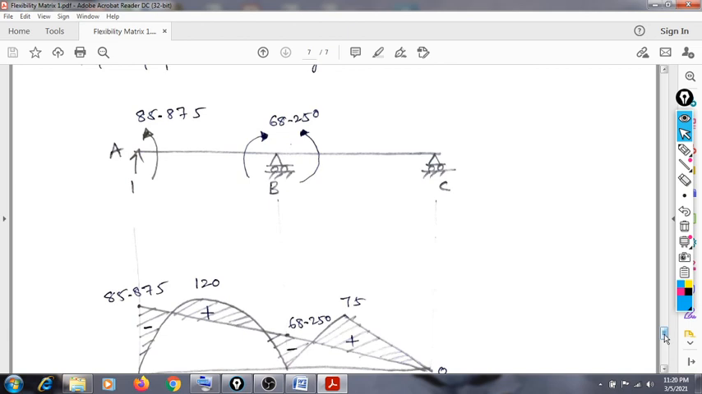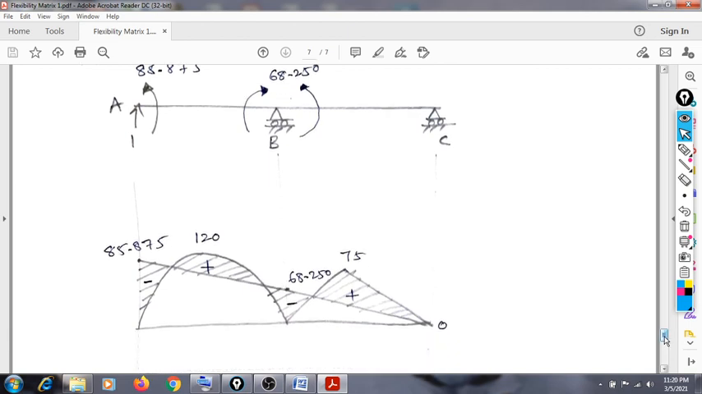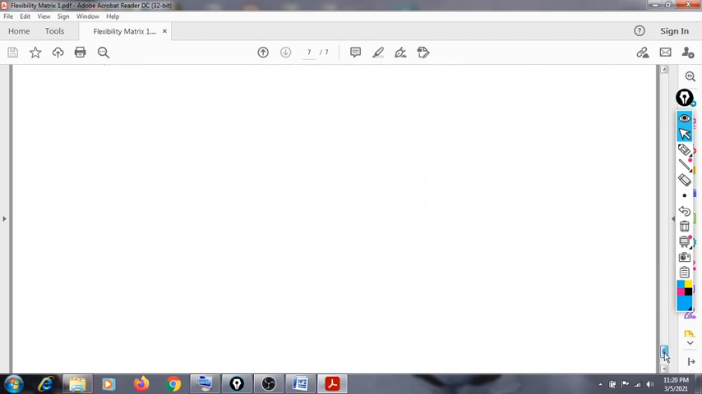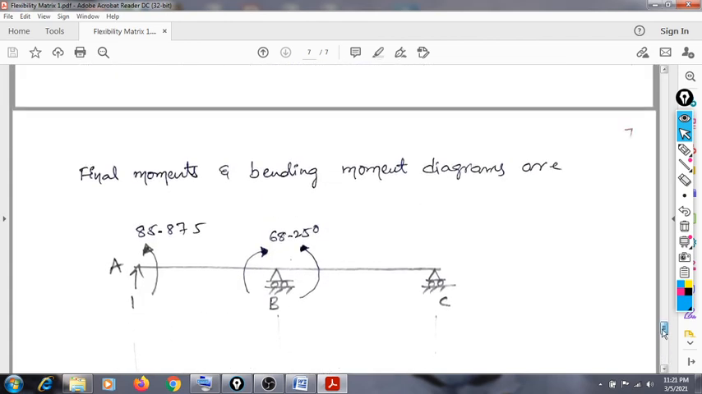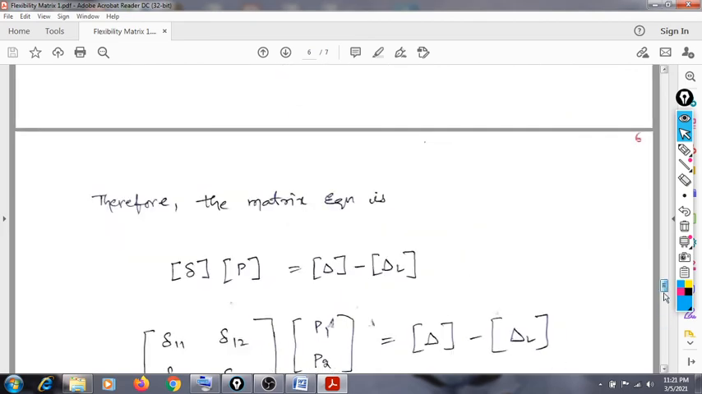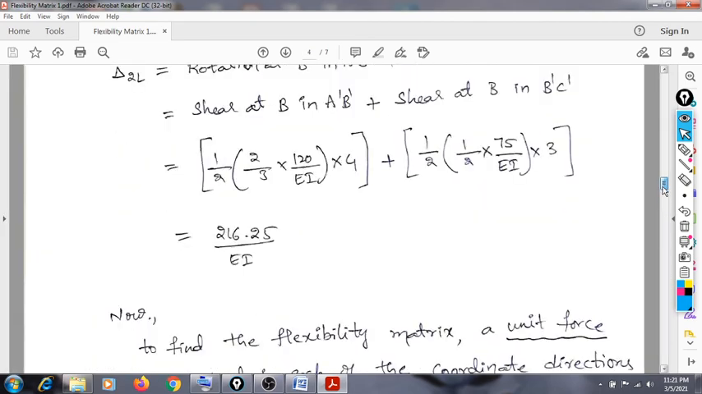So here we look at the general bending moment diagram with the moments P1 and P2. As I have already told you, the loads are also considered as moments in the flexibility matrix method. So this is the bending moment diagram drawn with the free moment and the bending moments. That's all regarding the flexibility matrix method. This is a very small and simple problem. Hope you have all understood it.